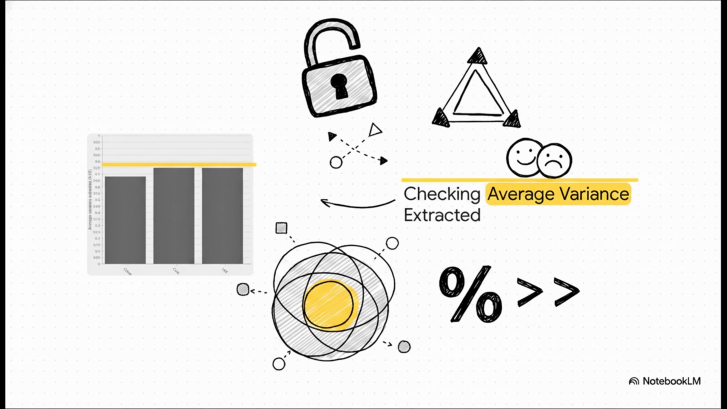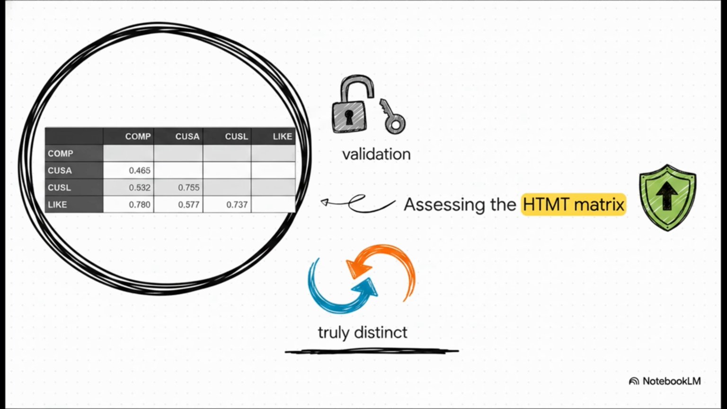But wait, we aren't done with the model evaluation just yet. We also have to verify convergent validity by checking the average variance extracted, or AVE. We're looking to make sure it sits comfortably above the 0.50 minimum level. An AVE above 0.50 essentially tells us that on average, the construct is explaining more than half of the variance of its indicators. All right, final structural check.